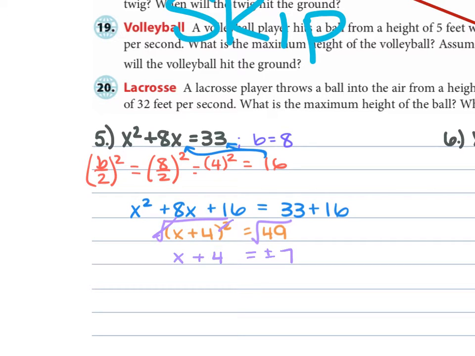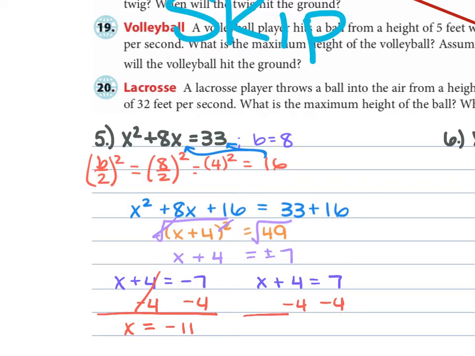Because that equation is equal to a positive number and a negative number, and there's no radicals there, we're going to turn this into two equations. So x plus 4 is equal to negative 7, and x plus 4 is equal to positive 7. We're going to solve for x. We subtract the 4 from each side. We get that x is equal to negative 11, and x is equal to 3.